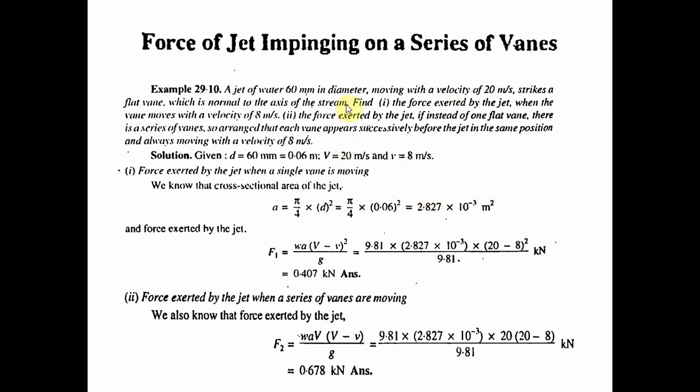A jet of water 60 mm in diameter, moving with a velocity of 20 meters per second, strikes a flat vane which is normal to the axis of the stream. Find first the force exerted by the jet when the vane moves with a velocity of 8 meters per second. Then find the force exerted by the jet if, instead of one flat plate vane, a series of vanes is so arranged that each vane appears successively before the jet in the same position and moves with a velocity of 8 meters per second.